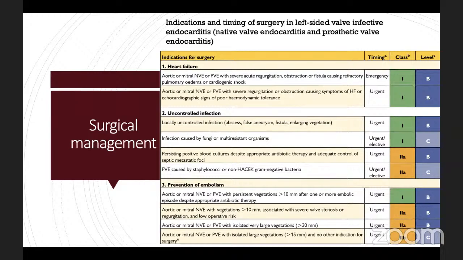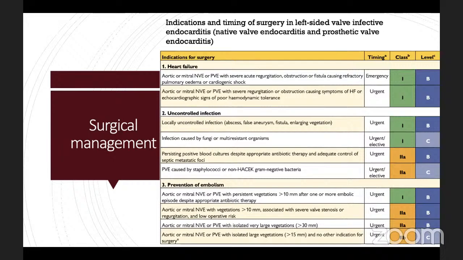Indication for surgery: if the patient has heart failure, aortic or mitral native or prosthetic valve with severe regurgitation, obstruction or fistula causing refractory pulmonary edema or cardiogenic shock, aortic or mitral native or prosthetic valve with severe regurgitation or obstruction causing symptoms of heart failure or echocardiographic signs of poor hemodynamic tolerance.